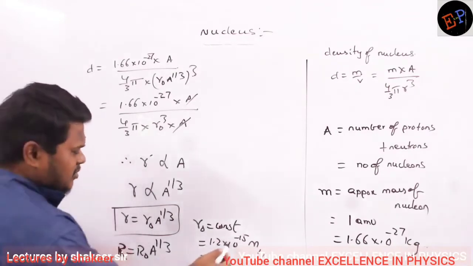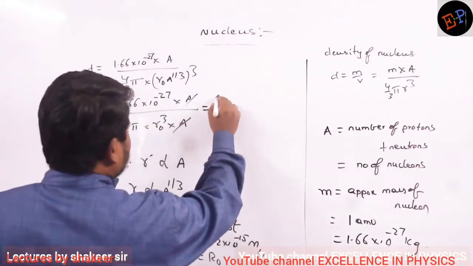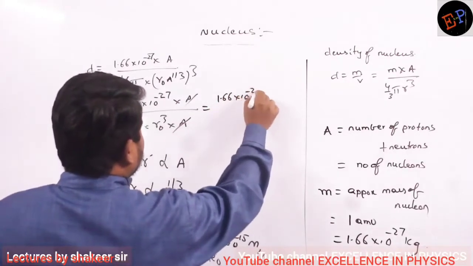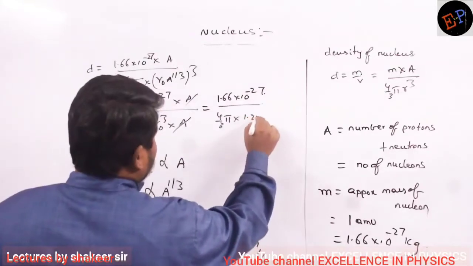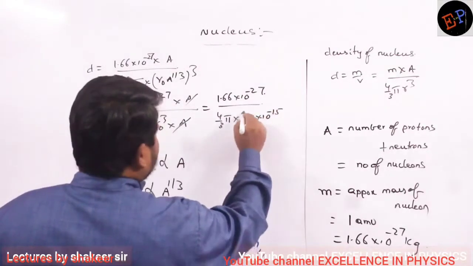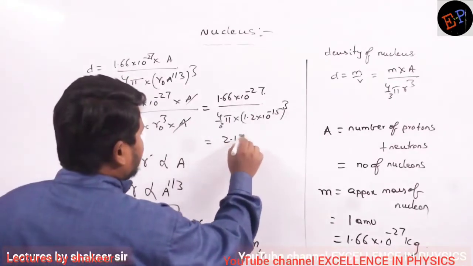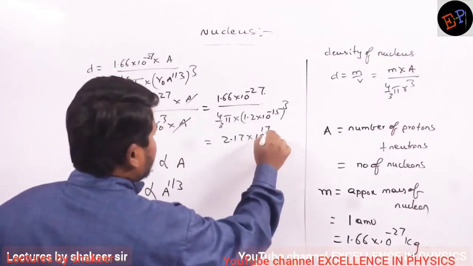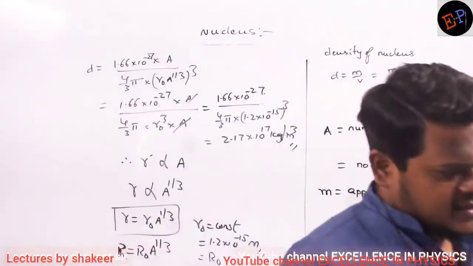And what is the value of r naught? 1.2 into 10 power minus 15. So if you substitute that value, 1.66 into 10 power minus 27 divided by 4 by 3 pi multiplied by 1.2 into 10 power minus 15 whole cube. If you do this total calculation, then I will get approximately 2.17 into 10 power 17 kg per meter cube. Let me check whether it is correct or not.